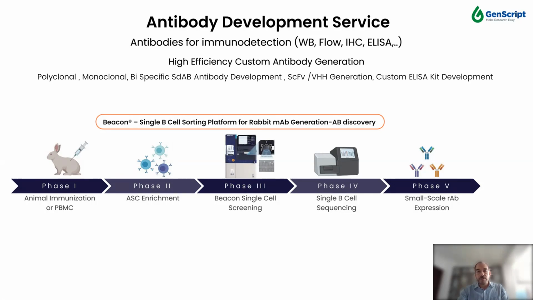We can start with the rabbit optimization, then PBMC enrichment. Then using the Beacon system, we do single cell analysis and screening to see which ones are the desired clones. Then we can proceed with sequencing of the single B cell colonies. And then we proceed with expression of these recombinant antibodies and delivery to you of certain amounts of these recombinant antibodies. So very effective systems for producing antibodies as tools for detection during target discovery.